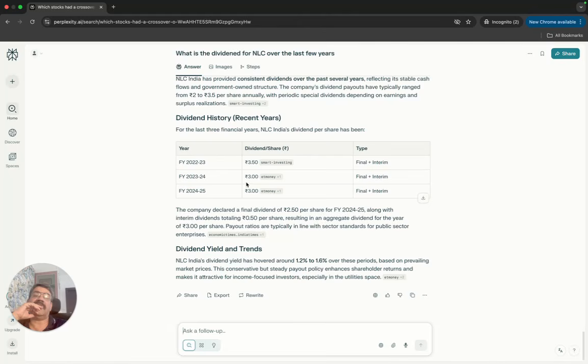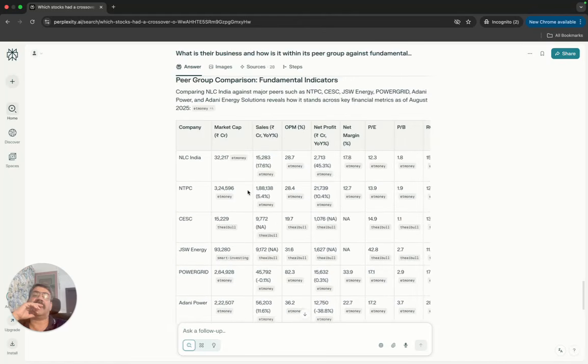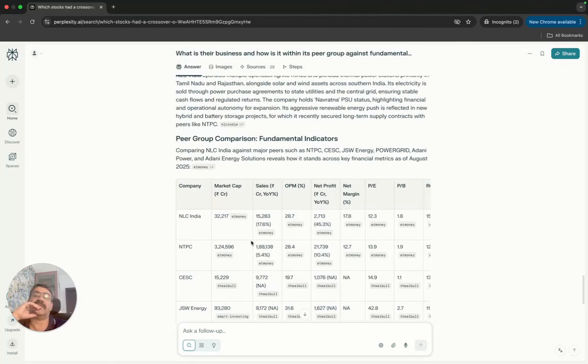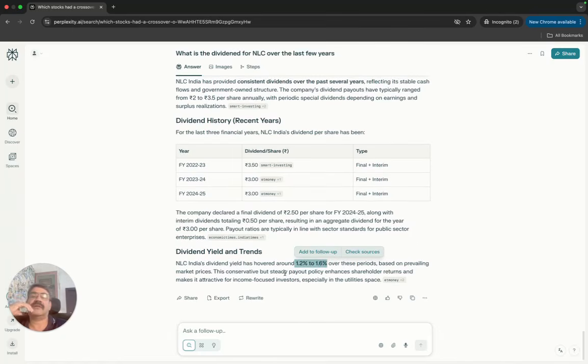So it's indicating 3 rupees, 3.5, and depending upon the current price that it is trading at, it would be at 1.2 to 1.6 over these periods based on prevailing market price. So that's a good way to investigate a company and then decide whether you want to investigate further, or make your decision to start dipping in and then further analyze and figure out if you want to build a portfolio position around it.